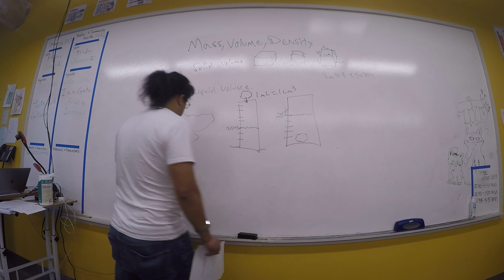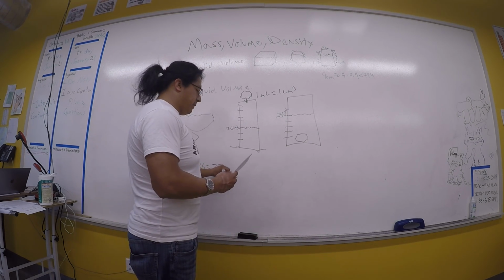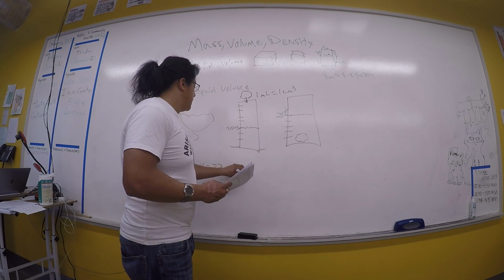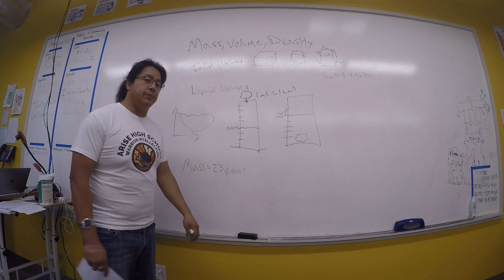So we're given a mass. Mass equals 23 grams. Boom. So we got a mass. How do we figure out the volume?